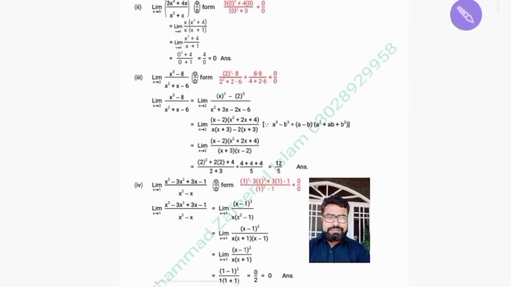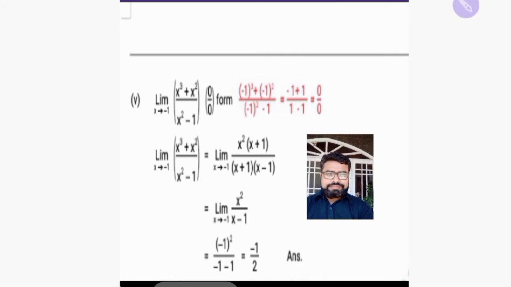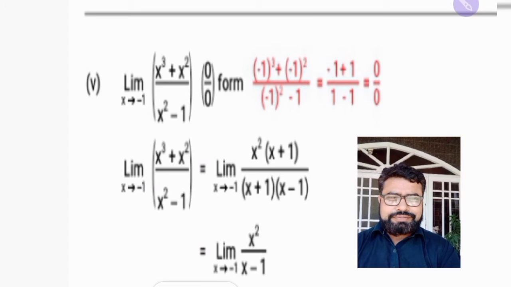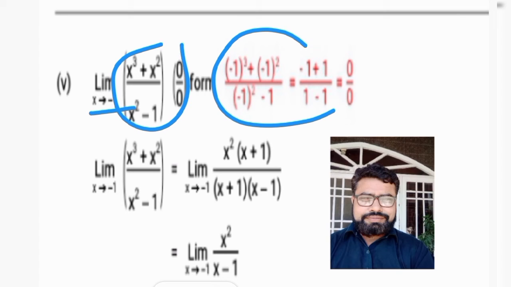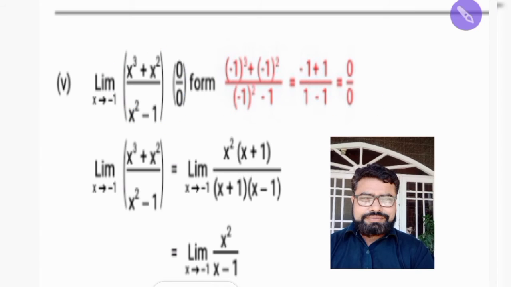Now I will explain the next, that is part number 5. Part number 5 is x cube plus x square divided by x square minus 1. If we put the value of x, that is minus 1, here, it will be 0 by 0 form. We have to just put the value of x and 0 by 0 form will be there. For the algebraic technique, as I've told again and again, 0 by 0 form is a must.